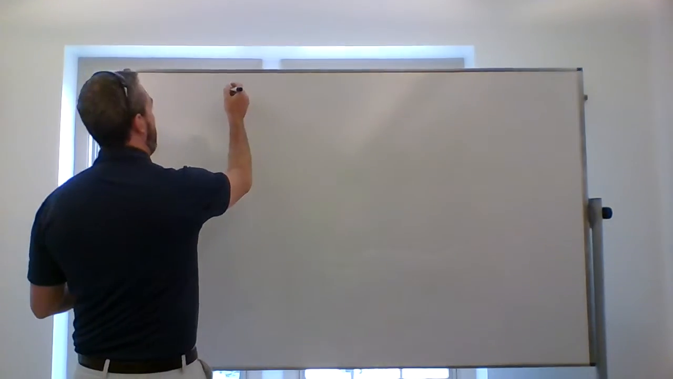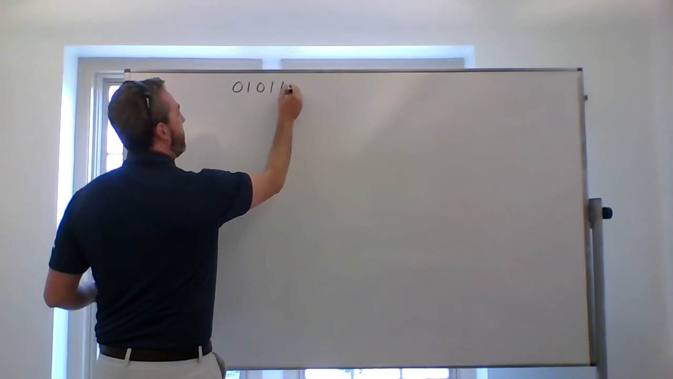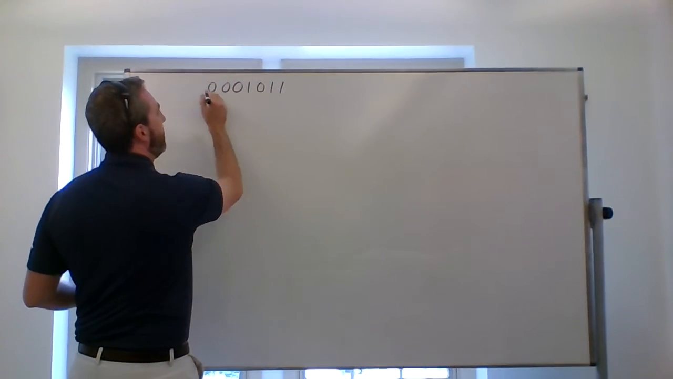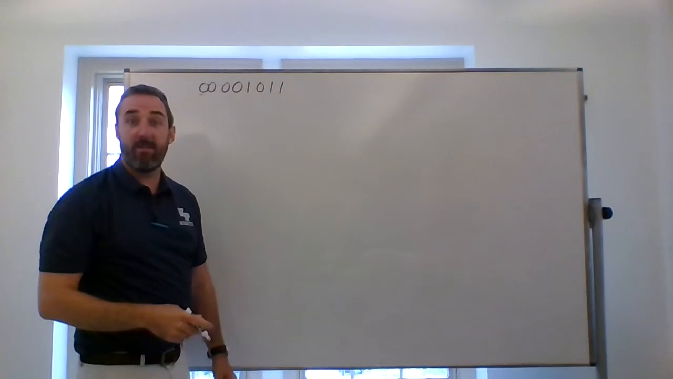Hey, let's talk about binary and primitive types. So, we've talked about binary in the past, and we know that we can take a combination of zeros and ones, and based on their placement, so the position that they're located at, assign values to them.